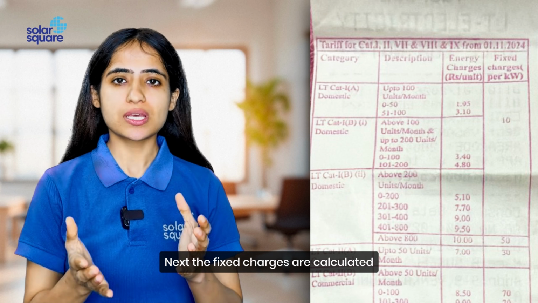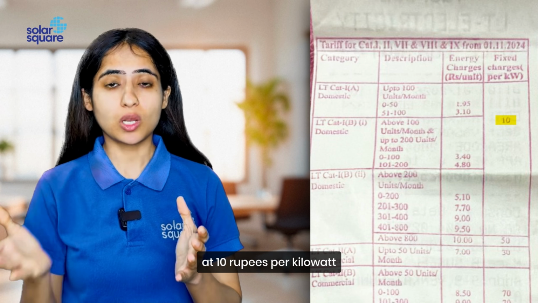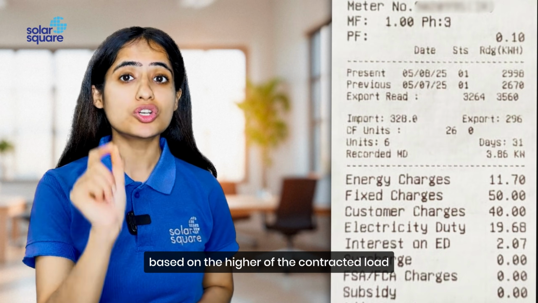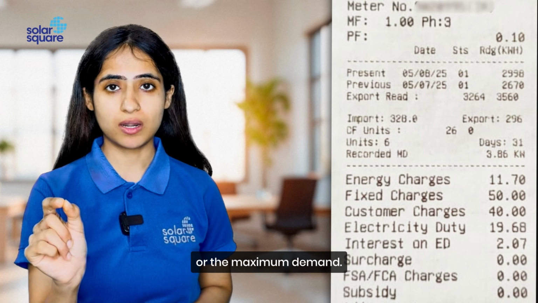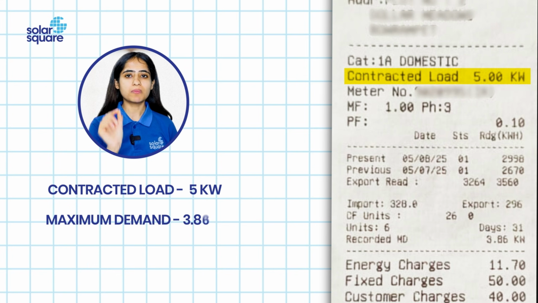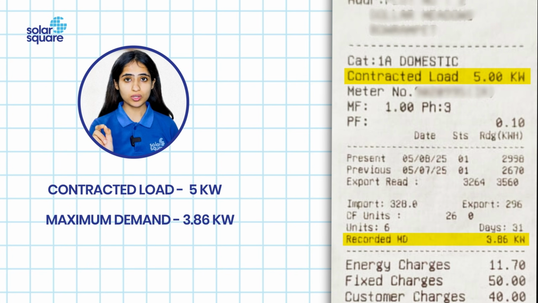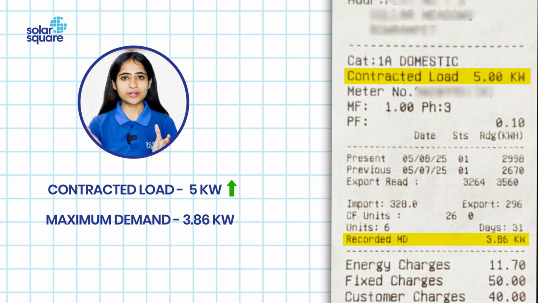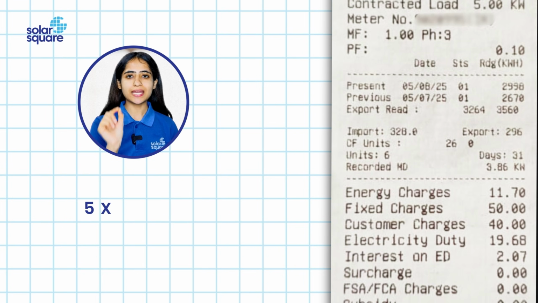Next, the fixed charges are calculated at 10 rupees per kilowatt based on the higher of the contracted load or the maximum demand. Since the contracted load is 5 kilowatt and the maximum demand is 3.86 kilowatt, and the contracted load is higher, it is calculated on the contracted load. 5 multiplied by 10 makes the fixed charges 50 rupees.